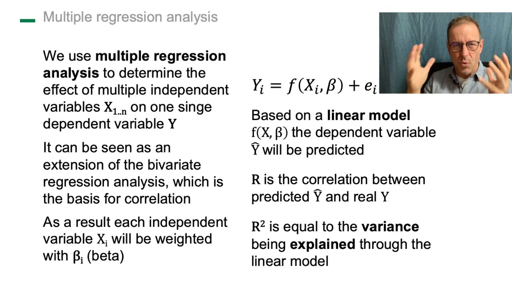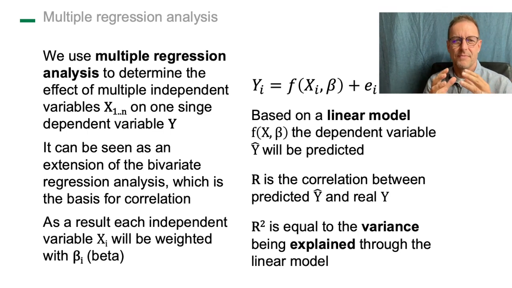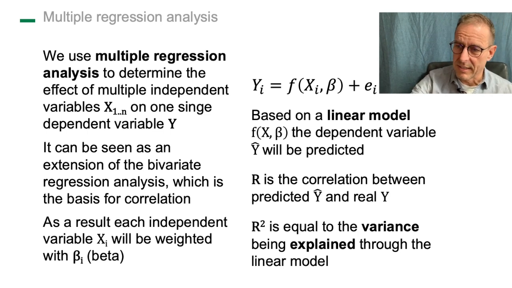And R square is the overall value, which is absolutely important for multiple regression analysis, because that value tells you to which extent your model that you have found really explains the variance of the data. And this should be as high as possible. You rarely get one, but the closer it goes to one, the better it is. So that's basically multiple regression analysis.